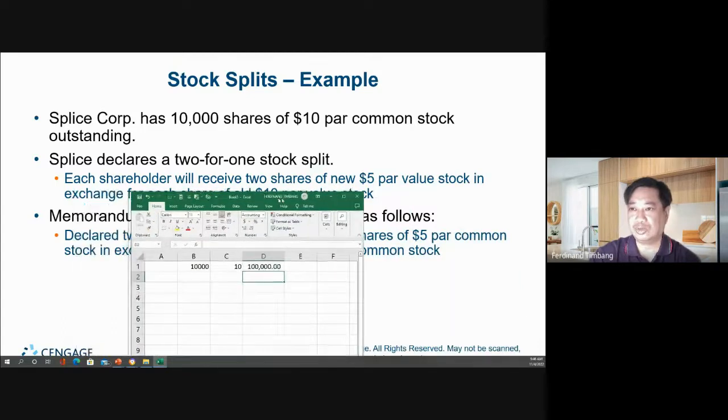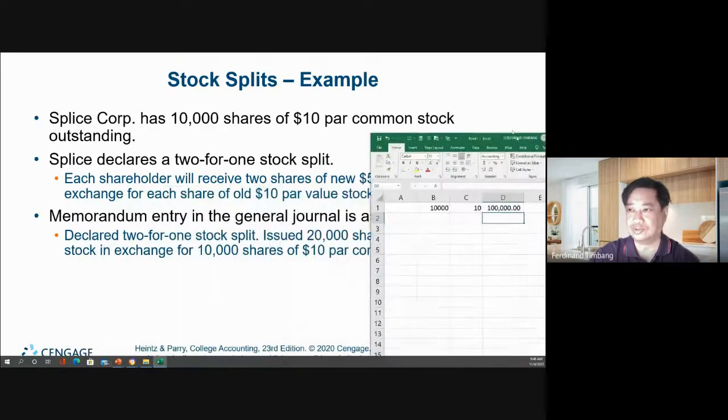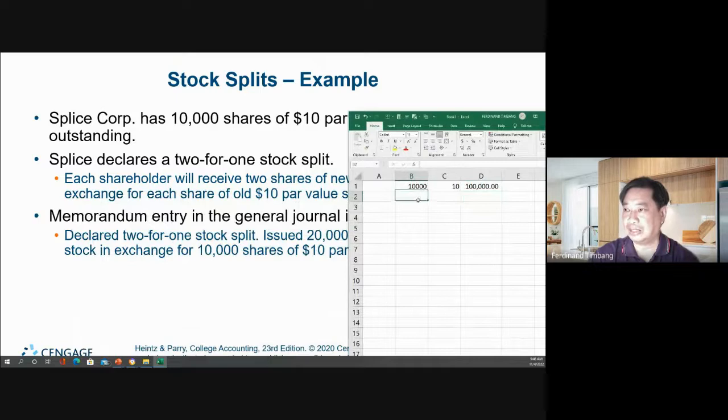each shareholder will receive 2 shares. No? 2 shares. So ibig sabihin nun, ito, madadagdagan siya ng 10,000 shares. No? 10,000 shares pa rin. Pero ito yung amount nito, 100,000 pa rin siya. Okay, so ibig sabihin dito pa rin siya, ilalagay natin total. So dito 10,000 shares siya.